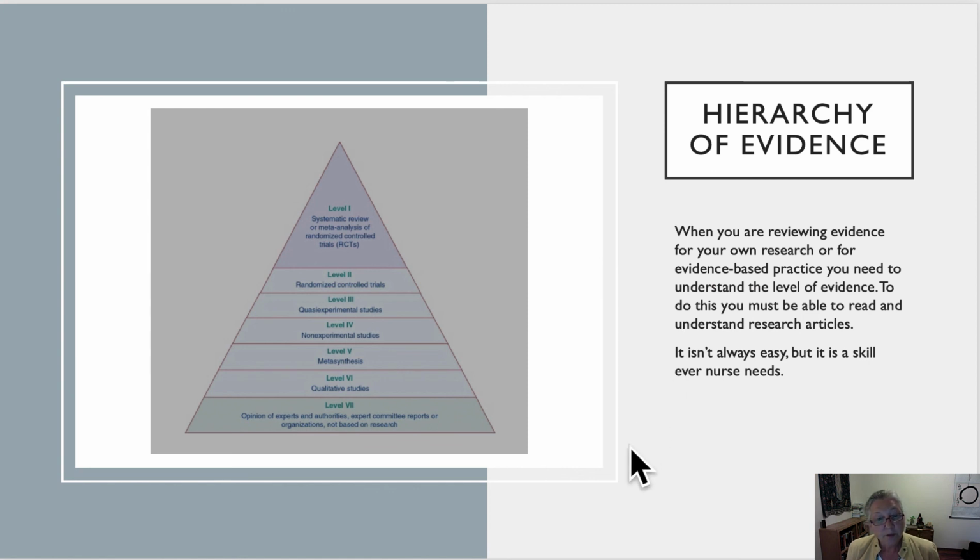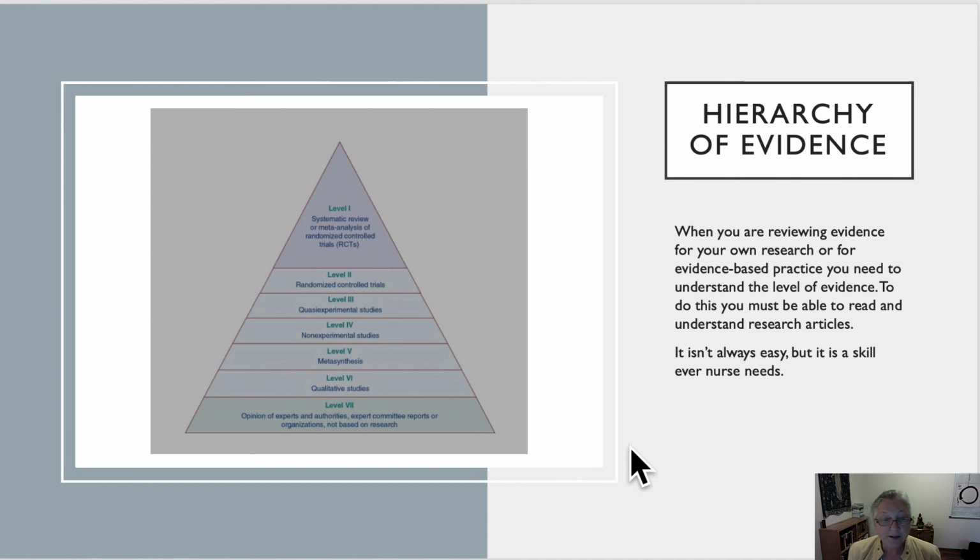Another thing that you are going to find in your book is a hierarchy of evidence. And when you are reviewing evidence for your own research or for evidence-based practice, you need to understand the level of confidence that you should have in the research, and you need to understand the research articles. It isn't always easy, but it's a skill that every nurse needs.